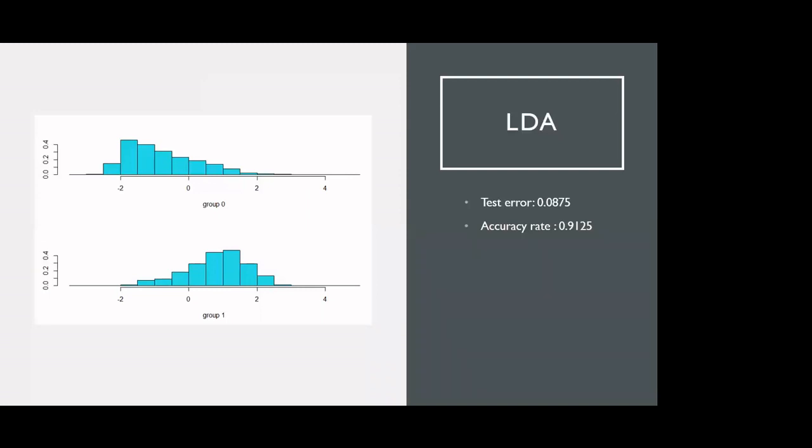And this graph shows the two distributions of the data set. And in LDA, the test error is 0.0875, which is very small, because there are only 2 classes and the variance is close to each other in comparison to the raw data.